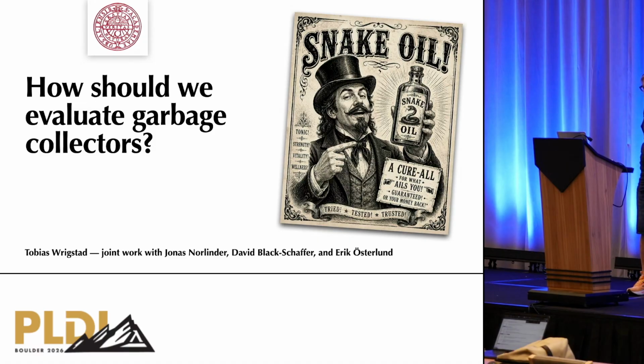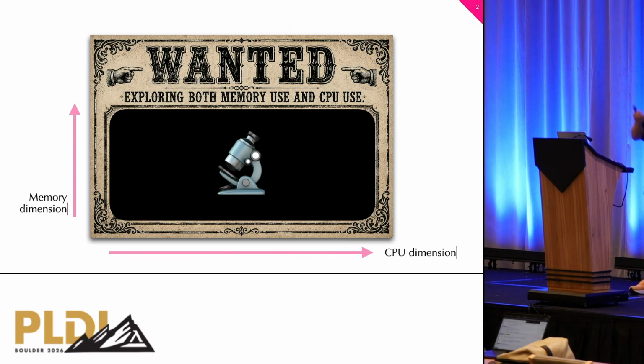Right, so the gist of this talk is about convincing the people in this room and people listening that when we evaluate garbage collectors, we want to really explore the entire deployment space. We want to see both memory use of high and low and go all the way up to all of the memory that the systems are using, and we want to look at the CPU dimension in full as well.